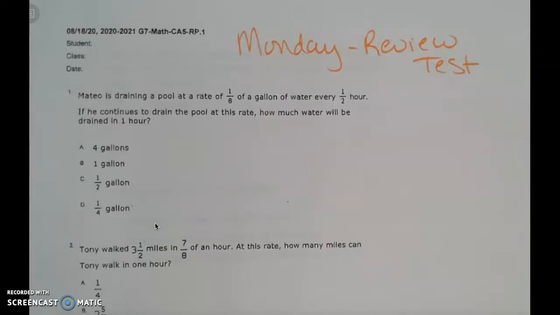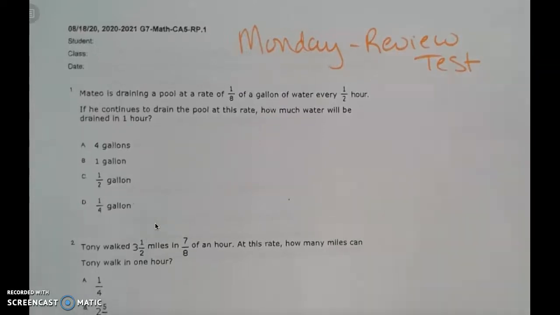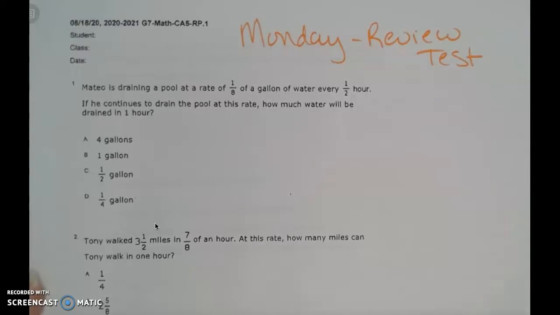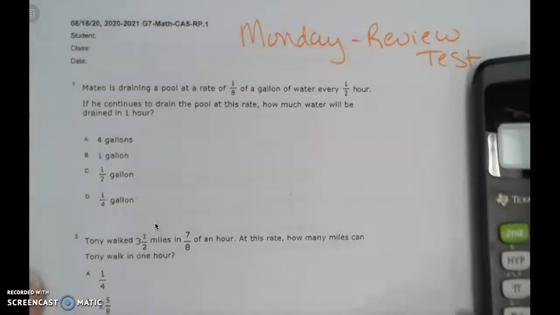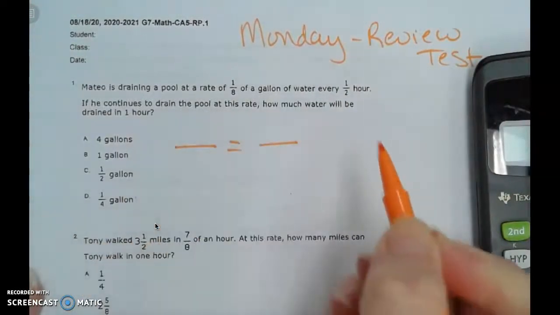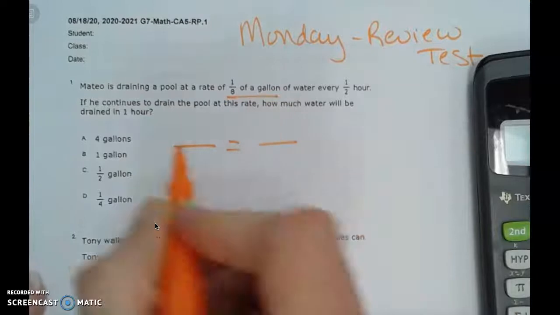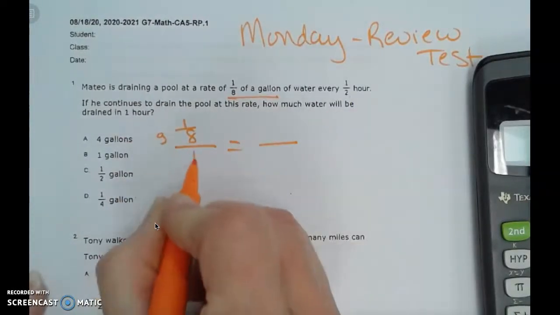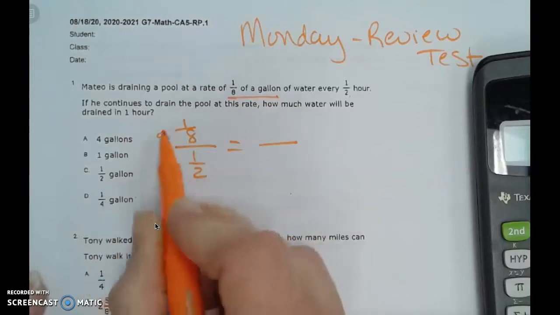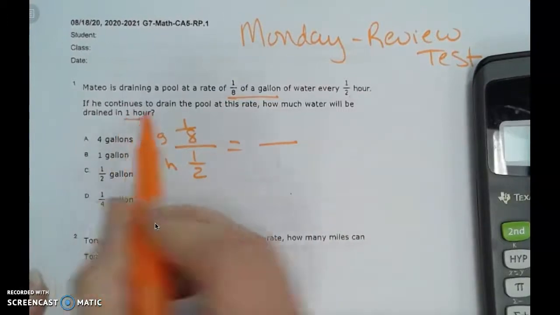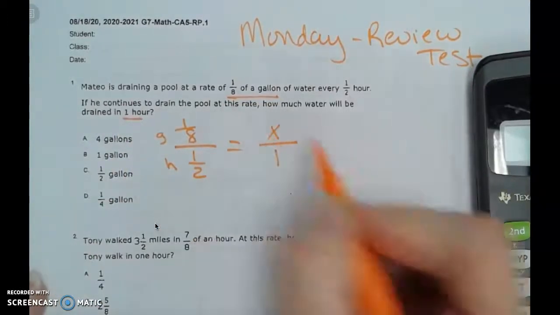Okay, we got Mateo is draining a pool at a rate of 1/8 of a gallon of water every 1/2 hour. If he continues to drain the pool at this rate, how much water will he be drained in 1 hour? So remember, I've talked a whole lot about setting up proportions. So we're talking about 1/8 of a gallon, and we're talking about 1/2 of an hour. So we got gallons and hours. So over here, I need gallons and hours. Well, this says 1 hour. So here's my 1, and then I've got my x.